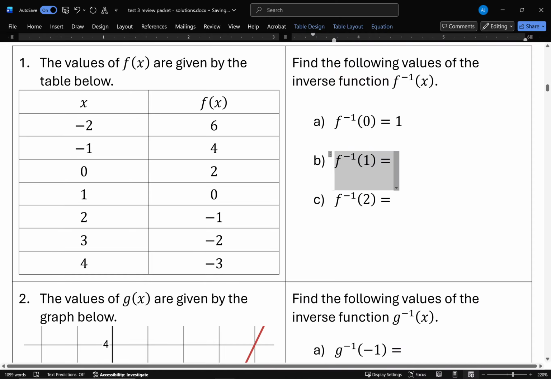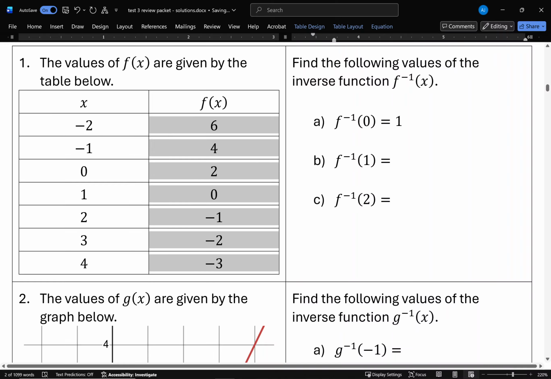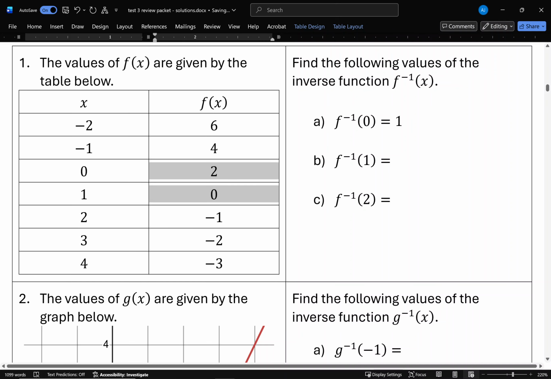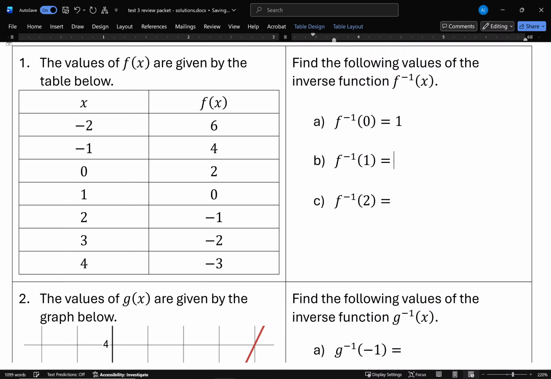For the second one here, f inverse of 1, we're looking for a y value of 1 from the original function. However, there actually is no y value of 1 listed here. We could maybe try to guess that it's probably between these two y values. But since it's not actually listed here, this would be one where you should answer that it doesn't exist, rather than trying to guess where it's at.